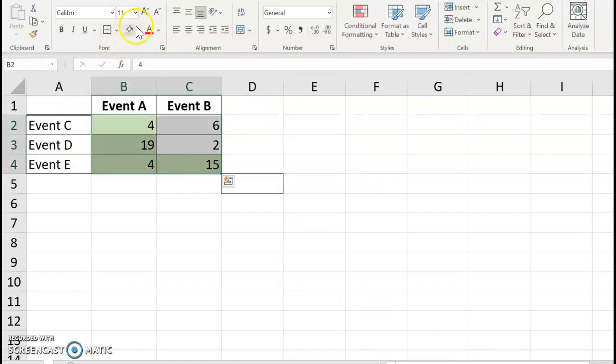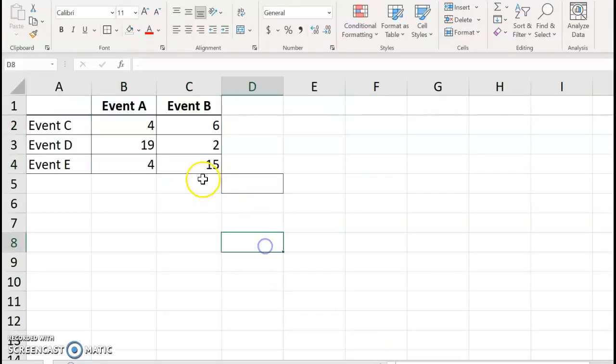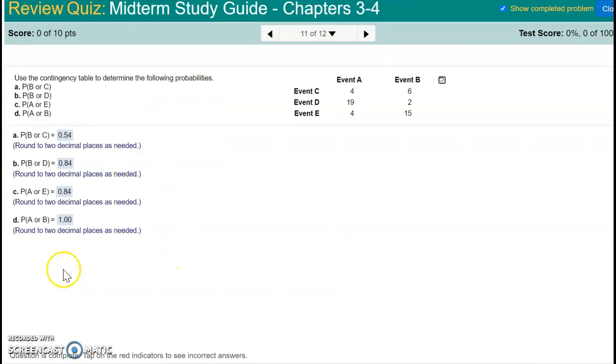And then the last one is A or B. So A is all of these, and then B is all of these. So if you add all those up, that would be 50 out of 50, which is 100%, or 1. So that's how you do the contingency table. If it says or, just circle any of those that would be included and divide it by your total number of outcomes.